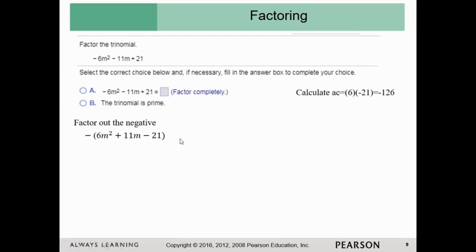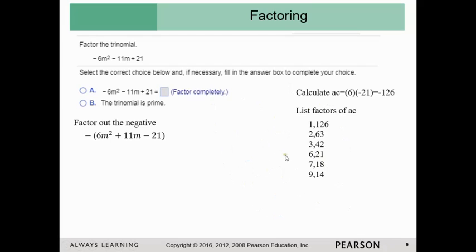So now we calculate AC: 6 times negative 21, negative 126. Now what we'll do with AC is list the factors of AC. We list them all out.